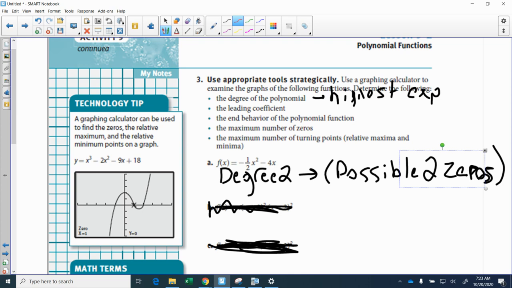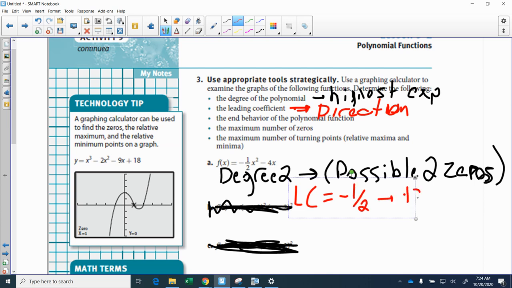Next, we have our leading coefficient, okay? And the key thing to understand about this one is a leading coefficient is going to describe which direction this graph's going to go. So I'll just write this. It describes direction, okay? In this case, my leading coefficient, my LC, is going to equal -1/2. And the reason this is important is because it's telling us that this is going to point down, okay?